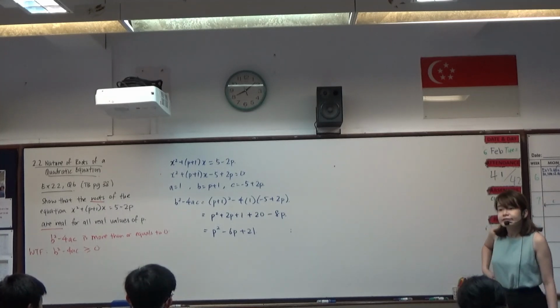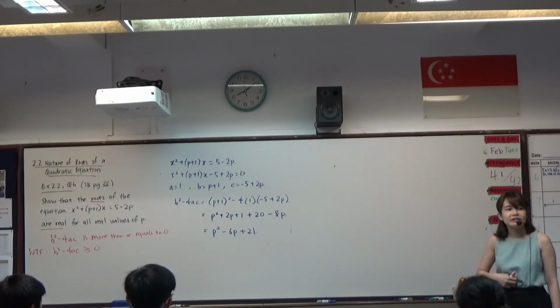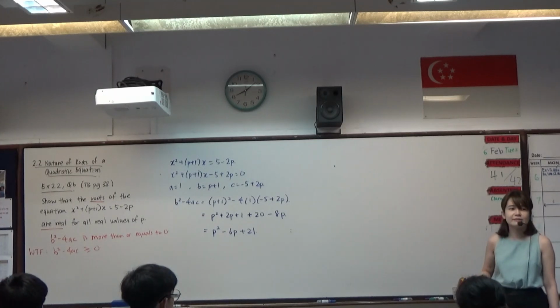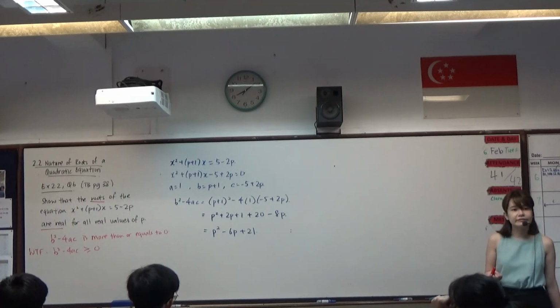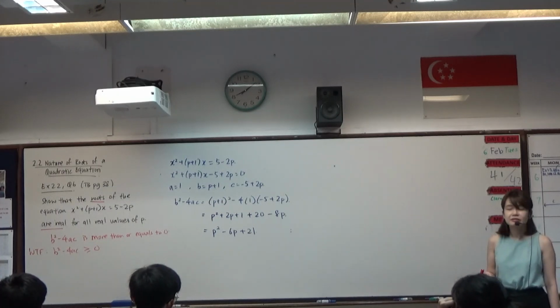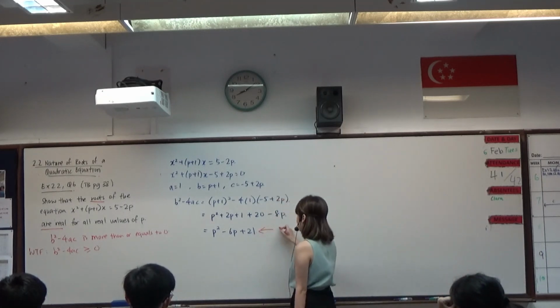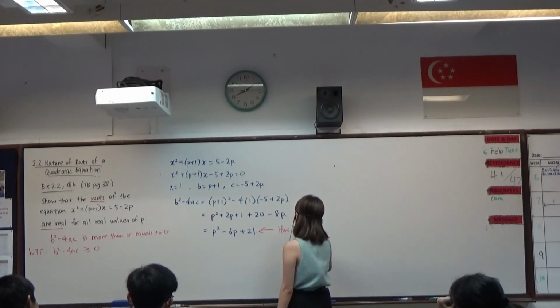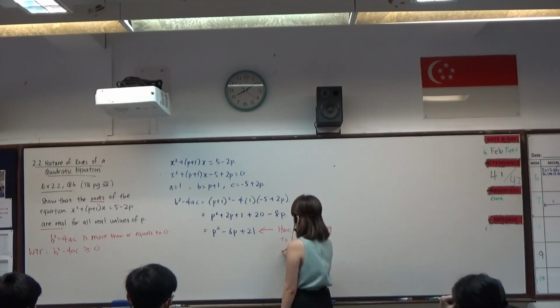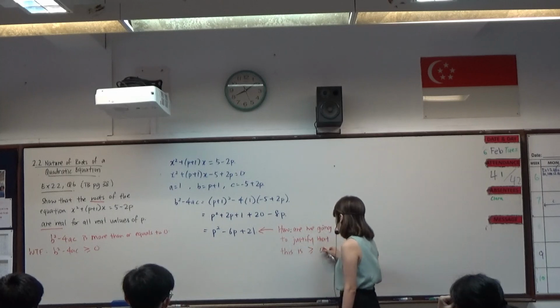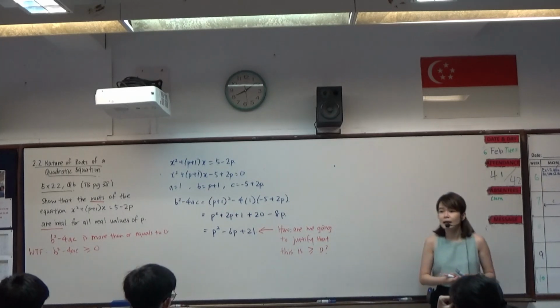Yes, Alex. Complete the square. Will anybody in this class also have the same idea, to do completing the square? Or does anyone else have a different idea? My question here is, with this step, how are we going to justify that this is more than or equals to 0, after you use completing the square, bracket the square bracket, right?